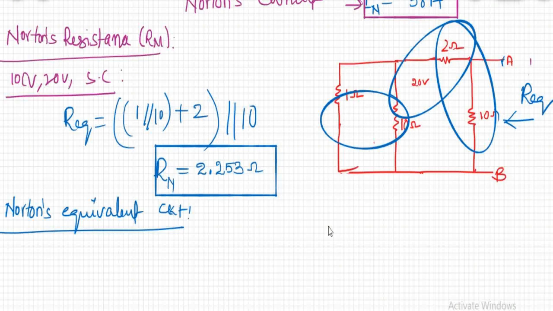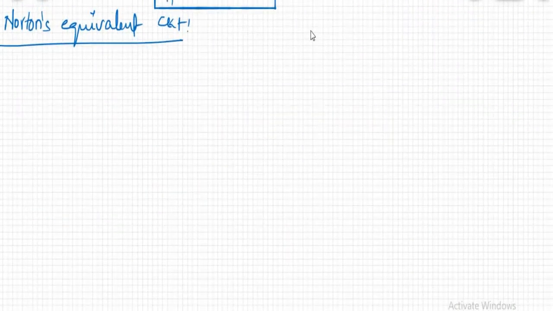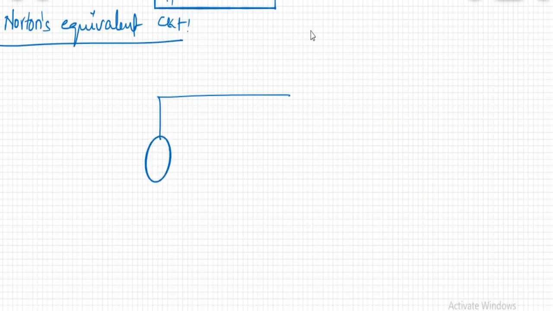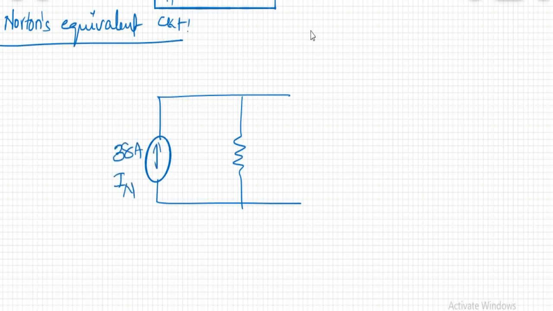Okay, so let us do that. Norton's equivalent circuit is nothing but a current source in parallel with a resistor. The current source value is around 38 amperes. This is Norton's current, and the resistance is 2.253 ohms. This is Norton's resistance between terminals A and B. So this is how you are going to solve a network using different theorems. Okay, you can use any other theorems when it is required.